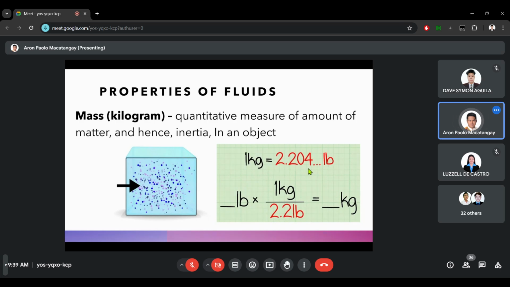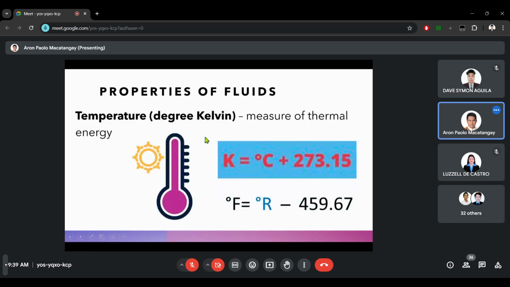Regardless of how many significant decimal digits are required for the final answer, for our consistency and uniformity. Okay, so this is mass. Next is temperature. Usually it is shown in Celsius or Fahrenheit, but in SI units that will be Kelvin. Sometimes you will also encounter Rankine, or the letter R. So this is the measure of the thermal energy content of the object.